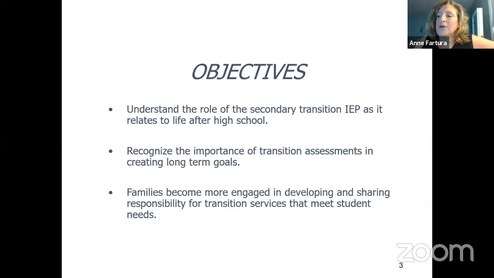So here's what we hope you will leave with today, these three things. We hope that you'll understand the role of the secondary transition IEP as it relates to life after high school. We hope that you will recognize the importance of transition assessments in creating long-term goals. We're going to talk a little bit about those later. And we hope you'll become more engaged in developing and sharing responsibility for transition services that meet student needs.